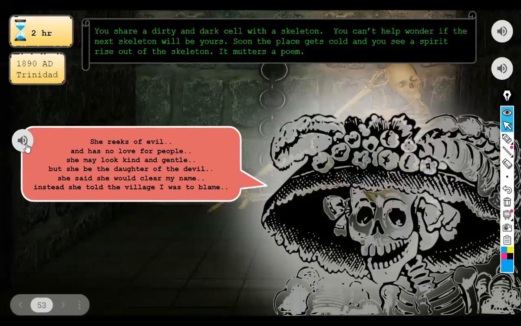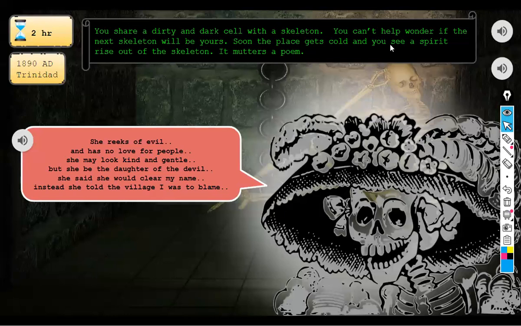She reeks of evil, and has no love for people. She may look kind and gentle, but she be the daughter of the devil. She said she would clear my name. Instead, she told the village I was to blame.